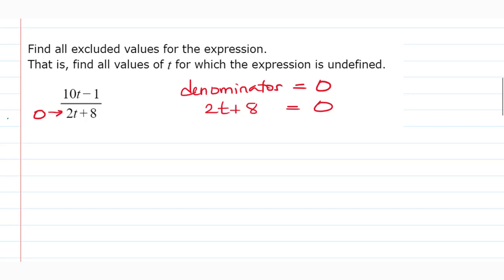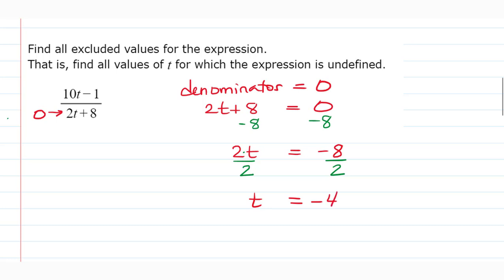In this case, I would have 2t plus 8 equals 0, and to solve that, I'd get t by itself. So I'm going to subtract 8 from both sides, keeping the balance. So we have 2t equals -8. Now t is being multiplied by 2, so the opposite operation is to divide. So we're going to divide both sides by 2, and we're going to get t is equal to -4.